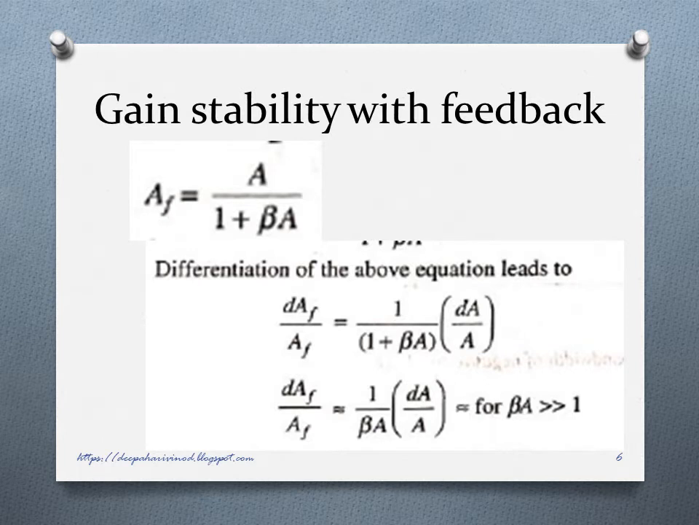That is gain stability with feedback. AF equal to A divided by 1 plus A beta. Differentiation of the above equation leads to dAF by AF, which is equal to 1 by 1 plus A beta dA by A, which I can rewrite as dAF by AF equal to 1 by A beta dA by A, for beta A very much greater than 1.